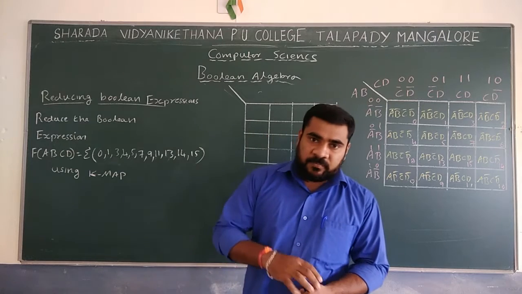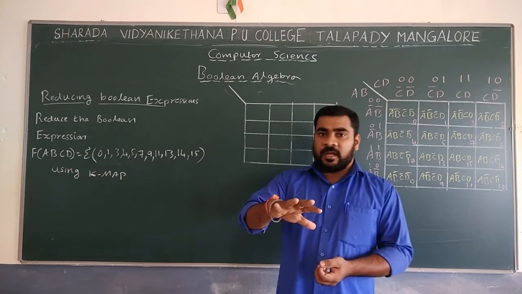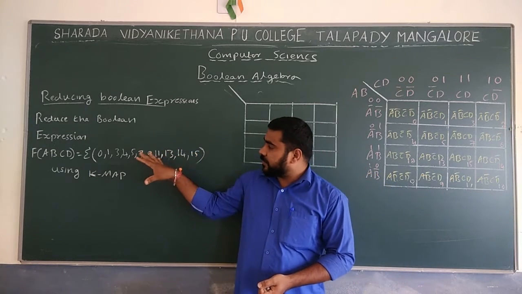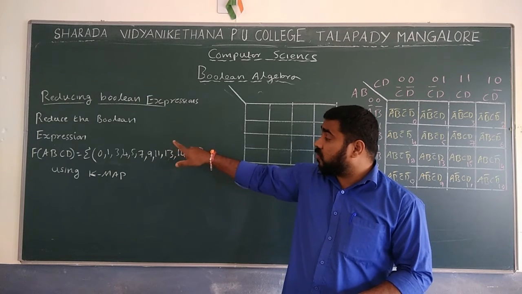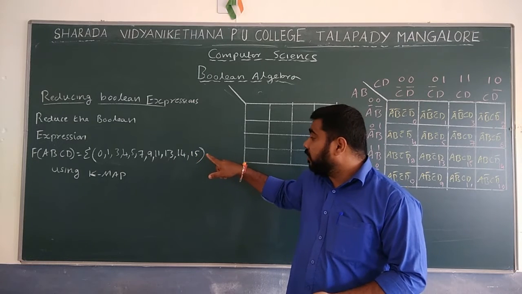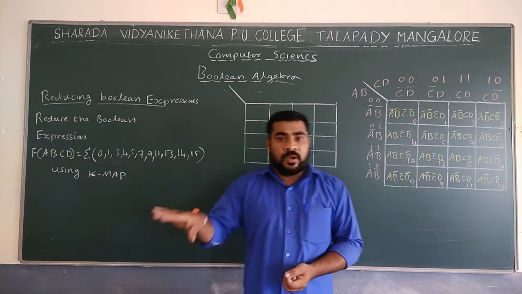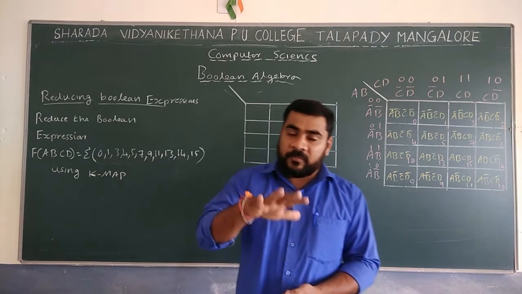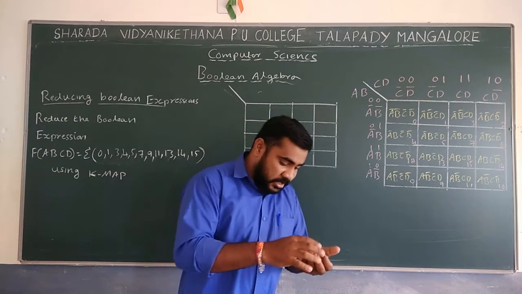Here is one more example for reducing a Boolean expression using the K-map. We already discussed one example. Here is one more: reduce the Boolean expression f of ABCD equal to sum of 0, 1, 3, 4, 5, 7, 9, 11, 13, 14 and 15. This big Boolean expression we have to reduce using the K-map. It's the second example, and I will explain the different steps.